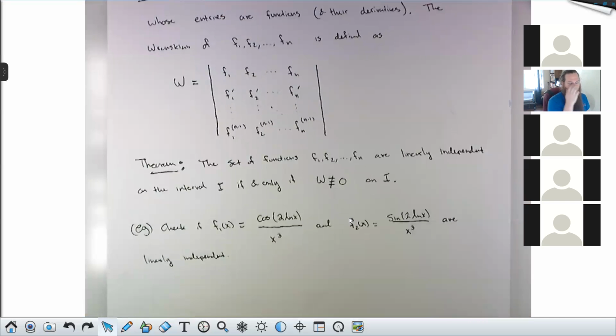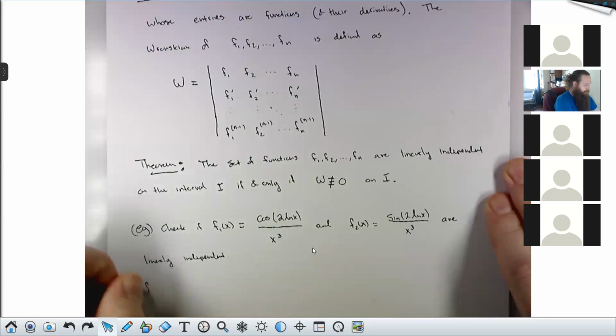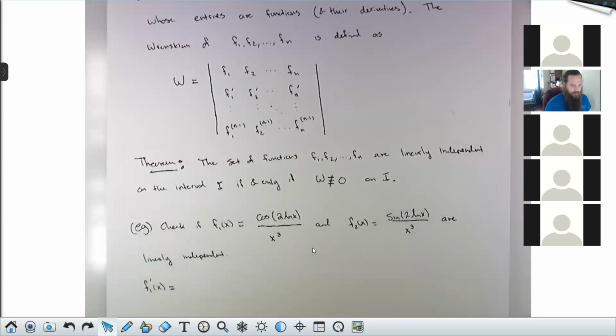If I'm going to build the Wronskian for these guys, I've got two functions, f1 and f2. That means my Wronskian is really just this: f1, f2 in the first row, f1 prime and f2 prime in the second row. And then we take that determinant. So let's do it. f1, f1 prime. Good practice with our chain rule, quotient rule, all that.